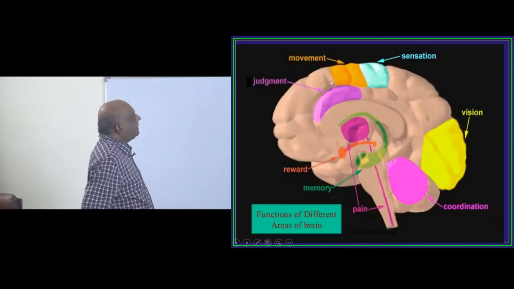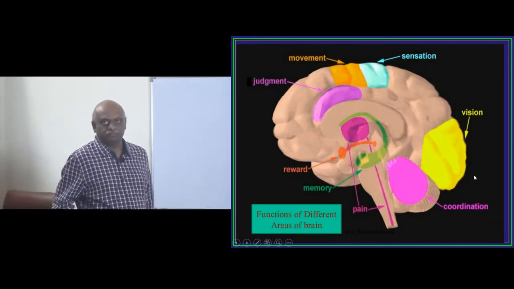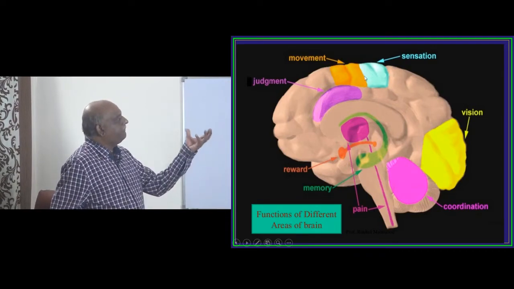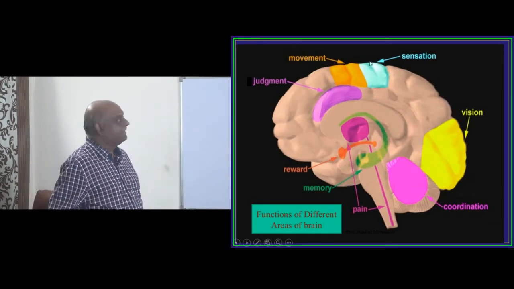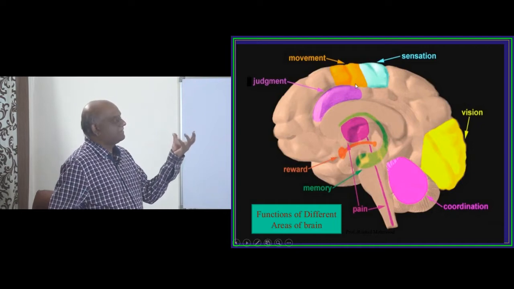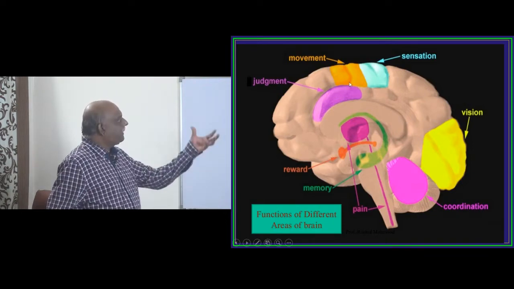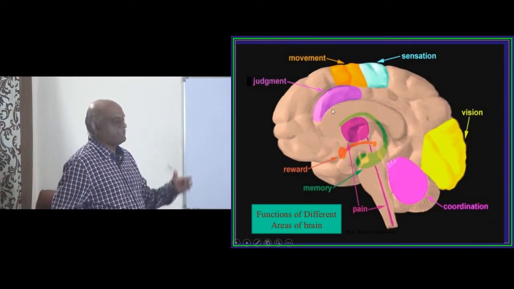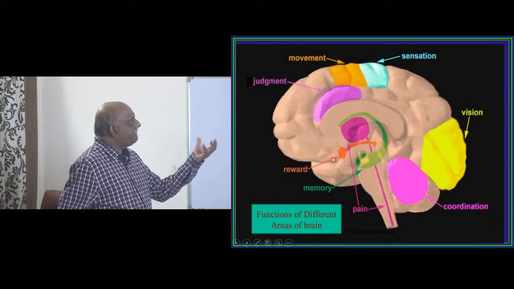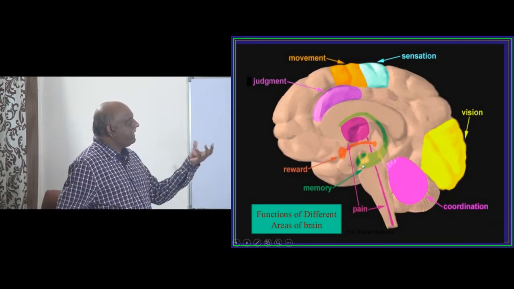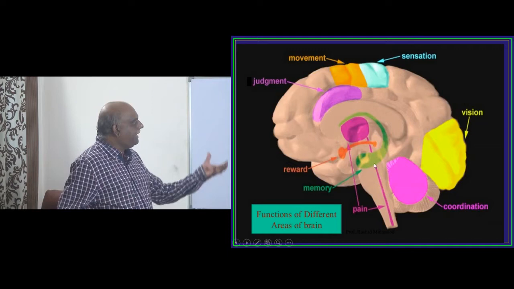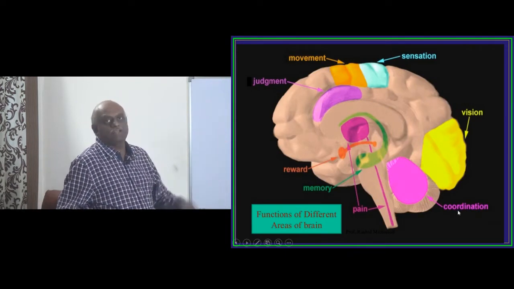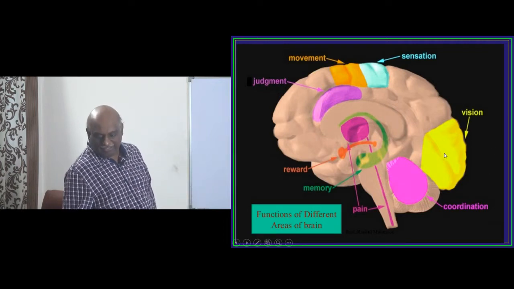Yes. So doctor, if you look at the brain, occipital lobe is for the vision. Then post-central gyrus is sensation. Pre-central gyrus is the movement. And typically in the inferior frontal area, you have the judgment. Then you have the limbic system, Papez circuit, where the reward, memory, sensations are there. And the pain is carried through the spinal cord. And coordination is done by the cerebellum is what you have to basically remember.